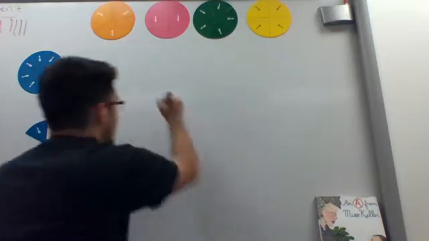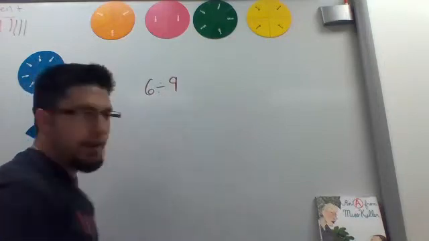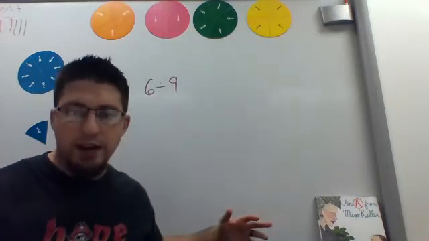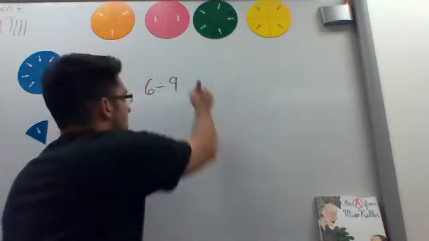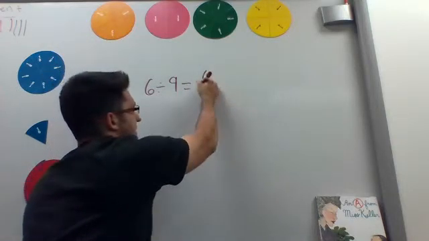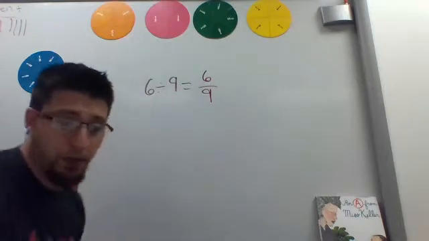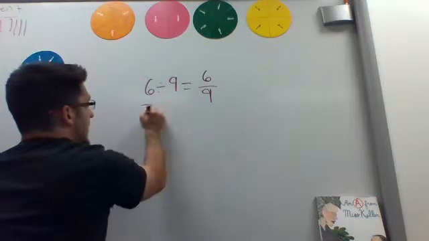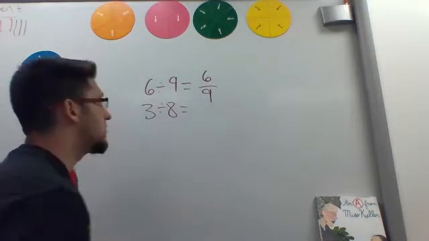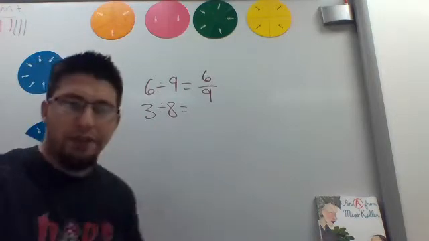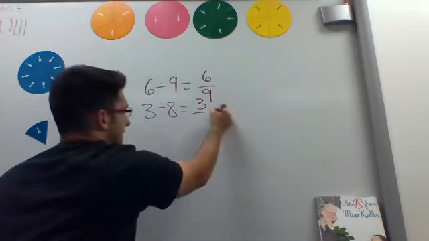Let's look at 6 divided by 9. I've got 6 divided into 9 equal parts. So if I write that as a fraction, I just get 6/9. That's how easy it is. Okay, so 3 divided by 8. What's that equal to? Well, I'm taking 3 and I'm dividing it into 8 equal parts. So I got 3/8.